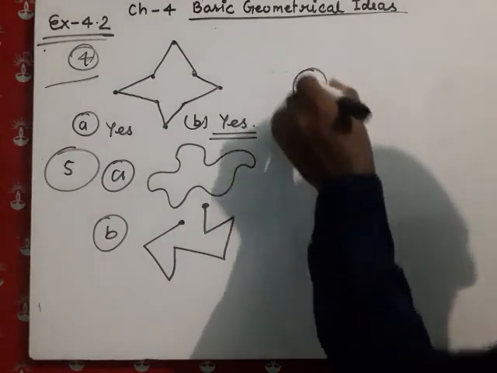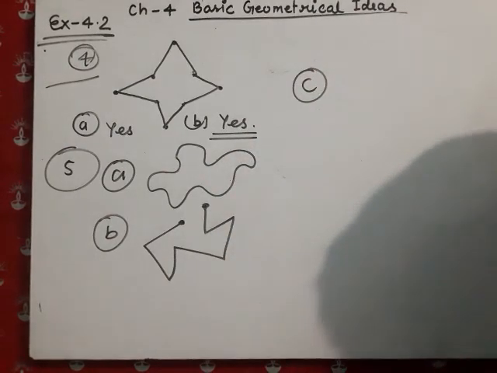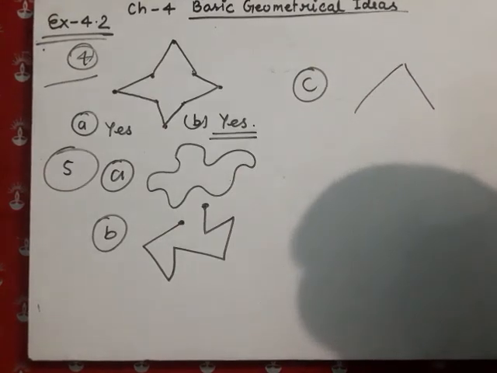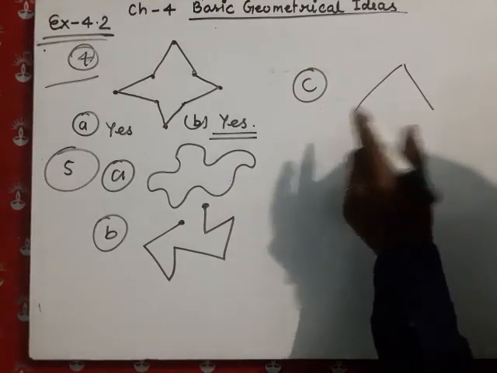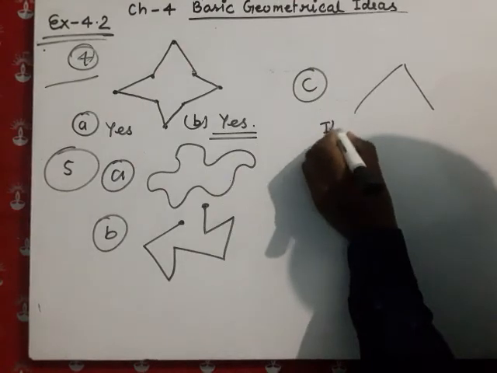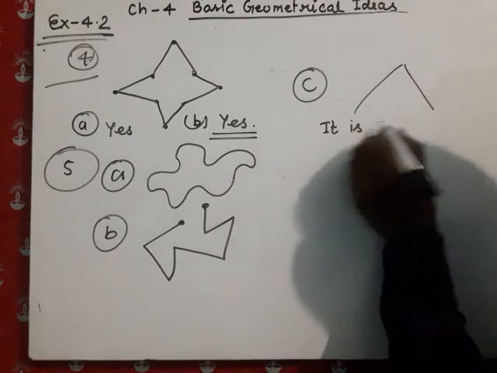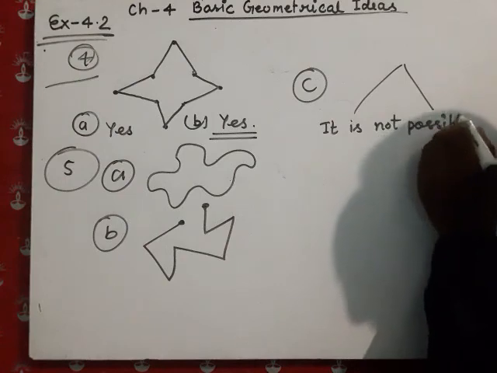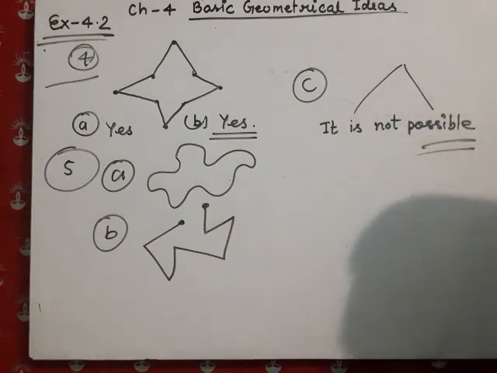Now going to the C part. Here the question is saying a polygon with two sides. With two sides we cannot draw any polygon. So we will write down it is not possible.